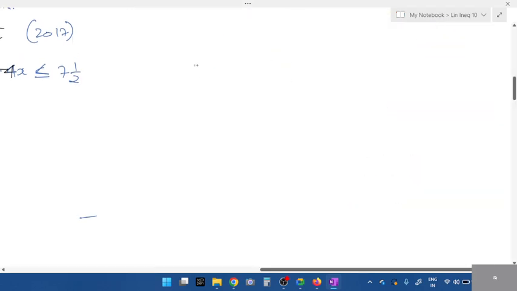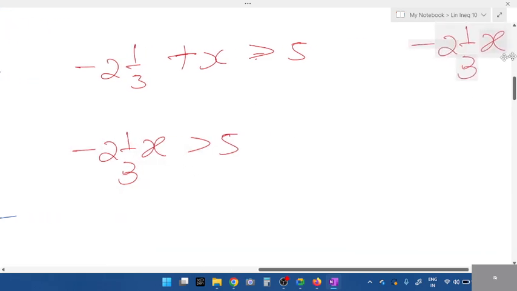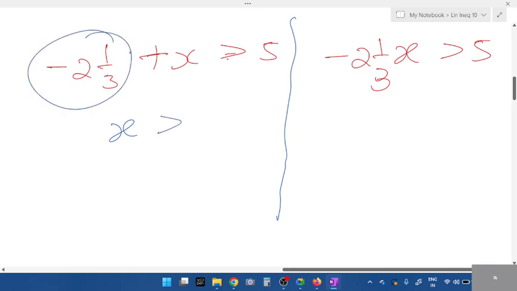I'll give one mixed fraction. 2 1 by 3 plus x is greater than 5. And 2 1 by 3 x is greater than 5. These are the two questions. Yes. Tell me how will you all solve this, students? Which one is close to x? The first question or second question? Second question. First question, nothing is close to x. So x remains as it is, greater than, whether it is positive or negative, it doesn't matter.